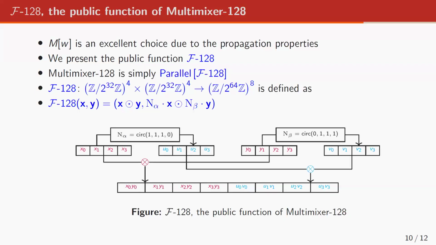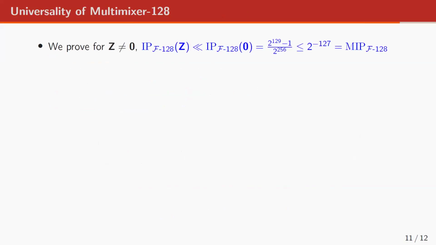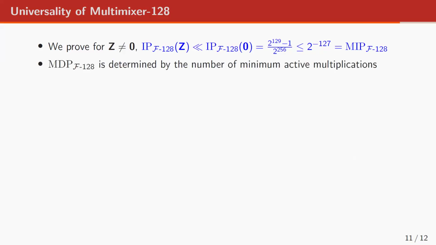So now, after this, in order to find the universality of Multimixer-128, we need to find the maximum image probability and maximum differential probability of these functions. For MIP, we proved that for all non-zero outputs, the image probability is much smaller than the image probability of the output 0. And the image probability of the output 0 is simply close to 2 to the power of minus 127, which is the MIP of the public function.